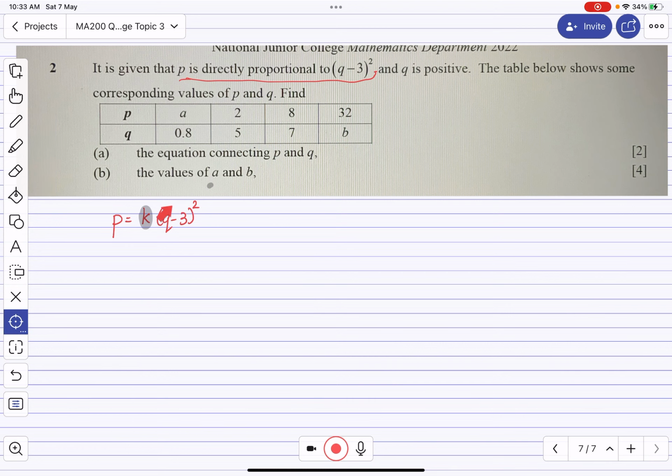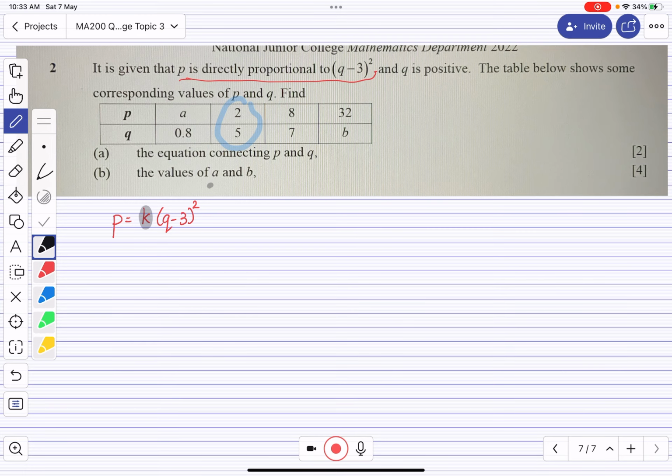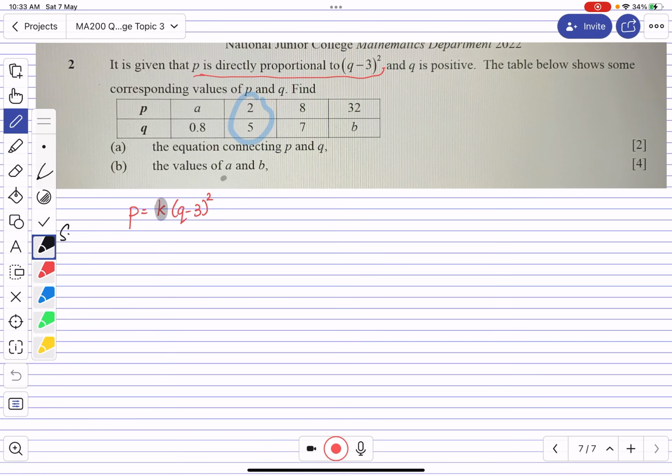Let's use a set of values here. We can use 2, 5 or 8, 7 since both are provided. I can substitute in P equals 2, Q equals 5. This gives 2 equals K multiplied by 2 squared, which is the same as 4K, and we obtain K equals 2 over 4, or half.